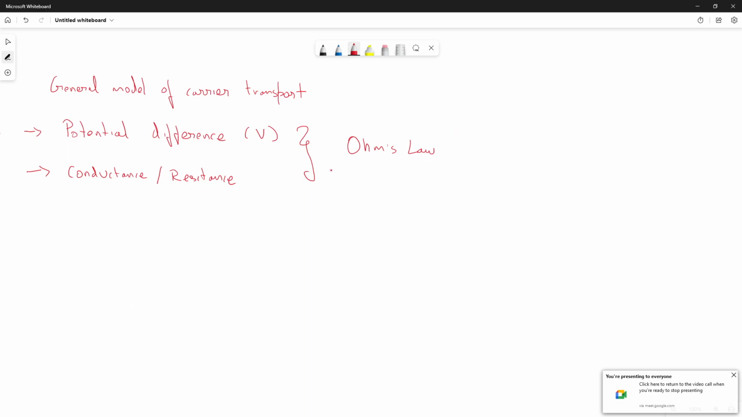So for transport, the first thing we know is that there is a potential. Then we need to define something called the conductance or a resistance. Combining these two, we typically have relations like Ohm's law, which says the current, generally denoted by I, is equal to what?